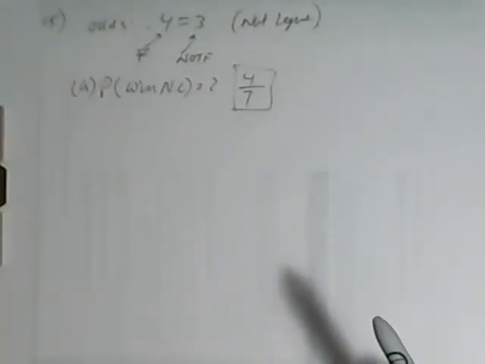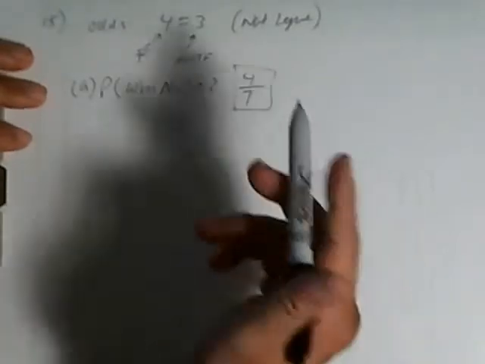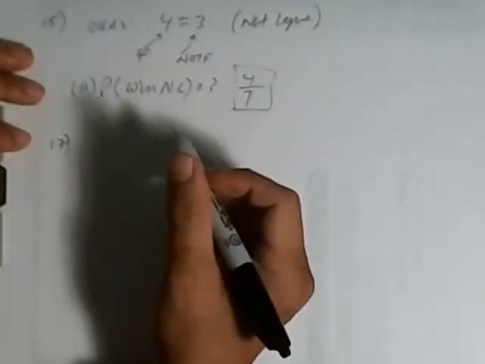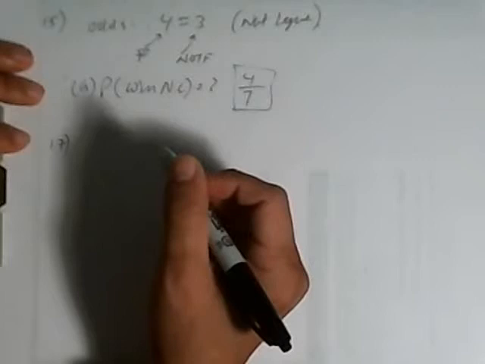Number 17. We'll do number 17. I'll let you do number 19 and 21 by yourselves, and 23.